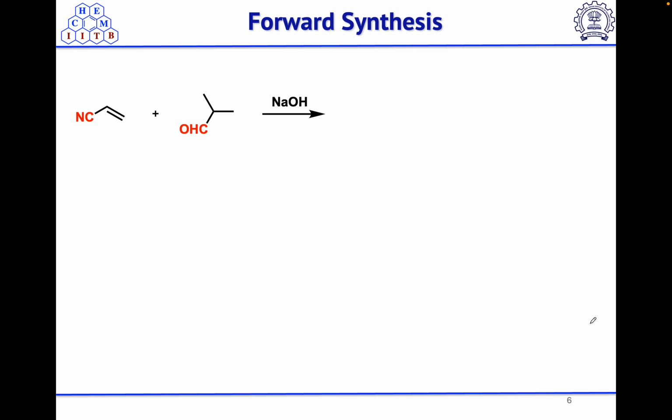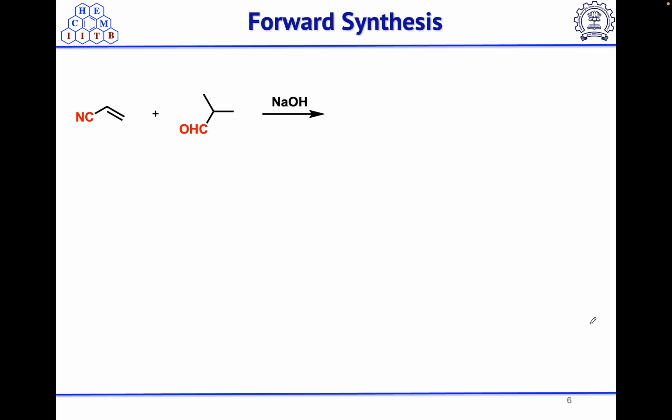Okay, so I have shown you the starting materials for this two case for this retrosynthetic approach. So we can see the two starting materials. Also, I wrote the reagents for this first step. Okay, so what will be the possibility?